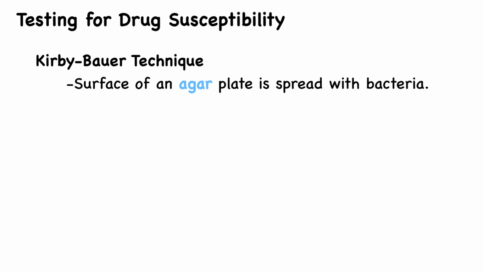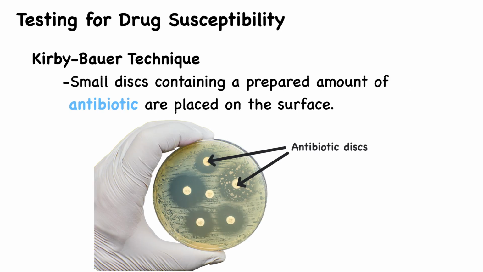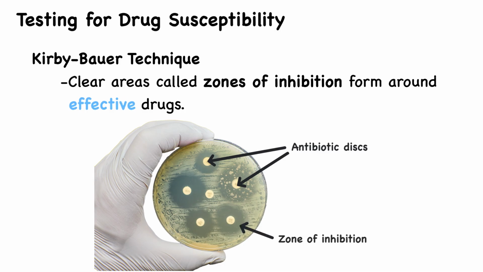In the Kirby-Bauer technique, bacterial cells are spread evenly across an agar plate. Small paper discs containing different antimicrobial drugs are then placed on the surface. As the drugs diffuse through the agar, they inhibit bacterial growth if the organism is susceptible. Clear zones, called zones of inhibition, will form around the effective drugs.